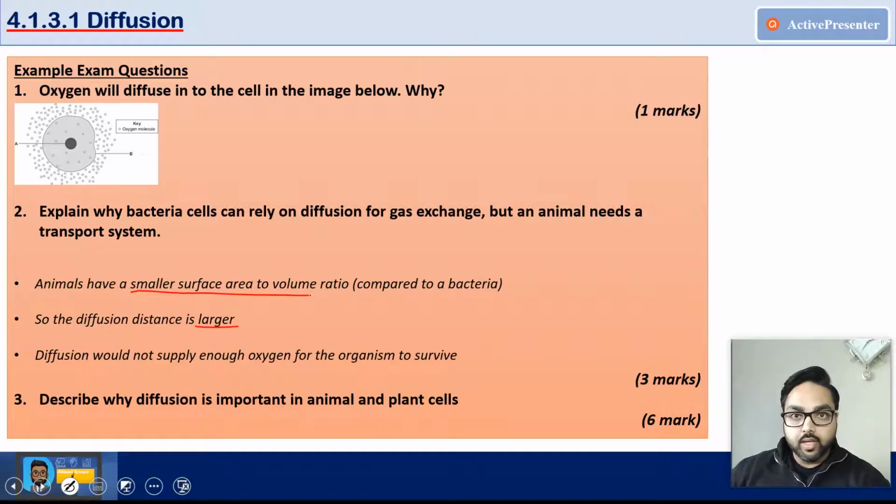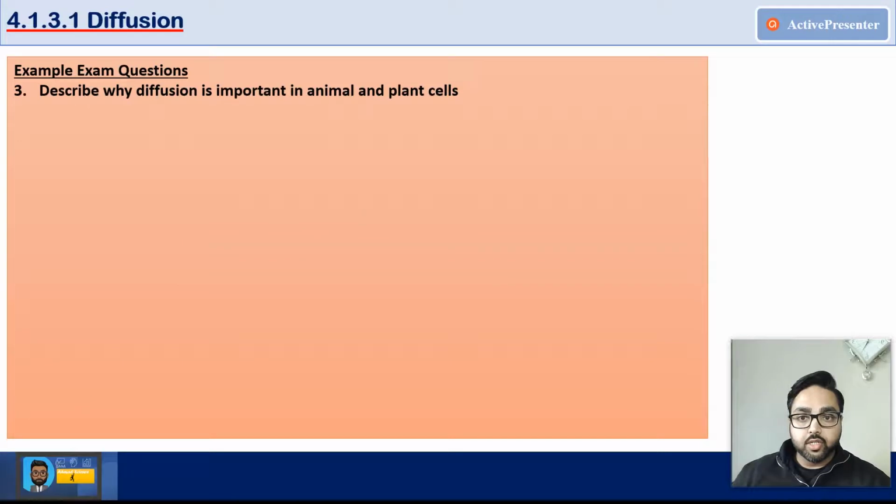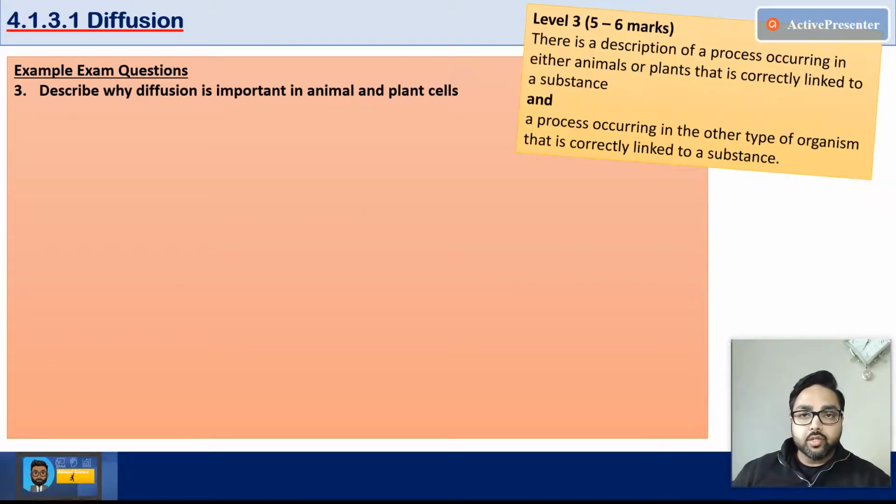So, last one then, describe why diffusion is important in animals and plant cells. Okay, so let's tackle that now. The last one is approaching the 6 mark question. With this 6 mark question, in terms of the mark scheme, what we're always trying to aim for is a level 3 answer. In the level 3 answer for this mark scheme, it says there is a description of a process occurring in either animals or plants that is correctly linked to a substance, and a process occurring in the other type of organisms that is correctly linked to a substance.